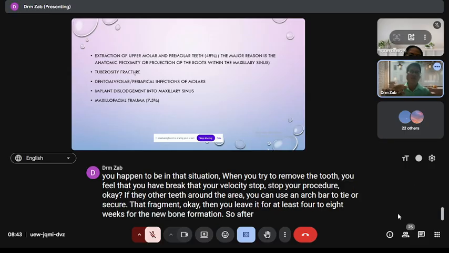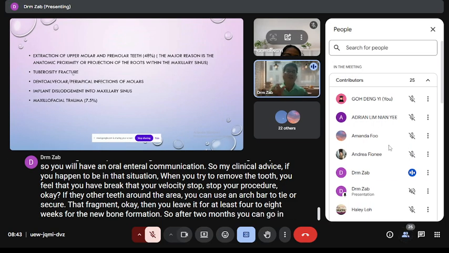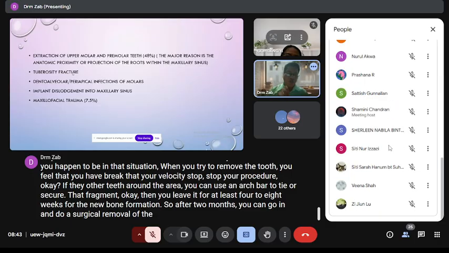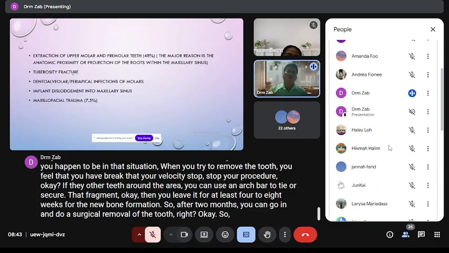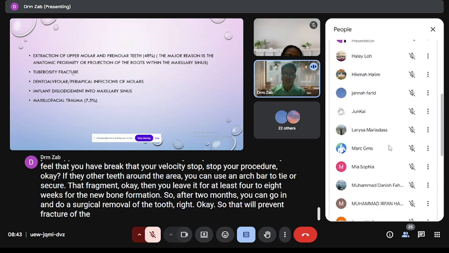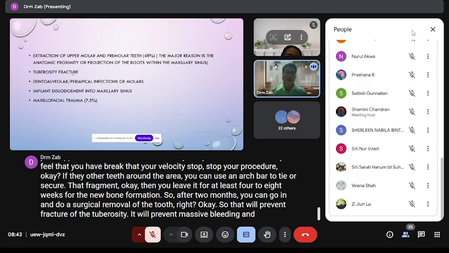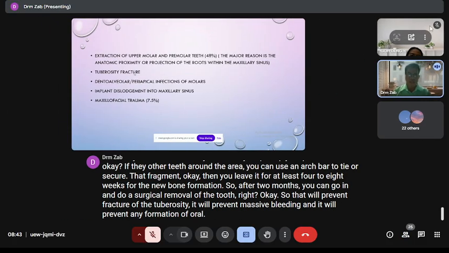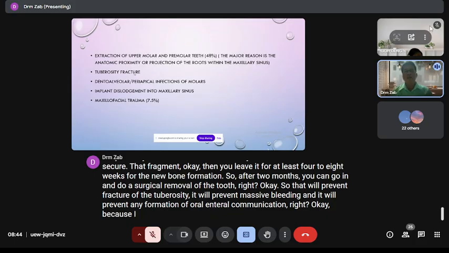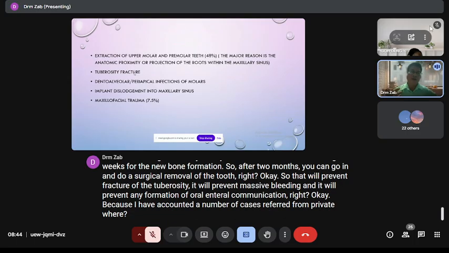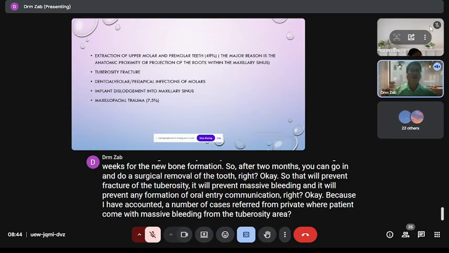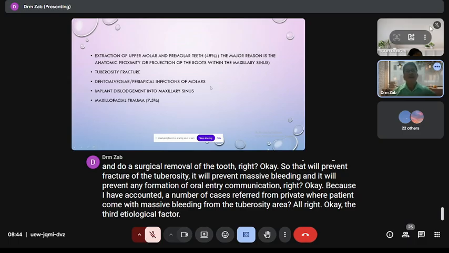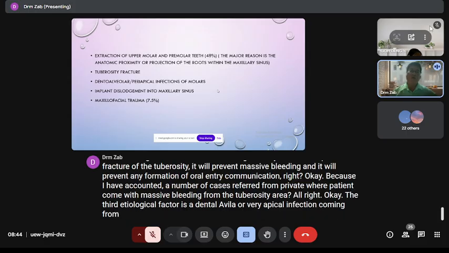So after 2 months, you can go in and do a surgical removal of the tooth, right? Okay, so that will prevent fracture of the tuberosity. It will prevent massive bleeding, and it will prevent any formation of oro-antral communication, right? Okay, because I have encountered a number of cases referred from private where patients come with massive bleeding from the tuberosity area. All right. Okay, the third etiological factor is dentoalveolar or periapical infection coming from the upper molar tooth.